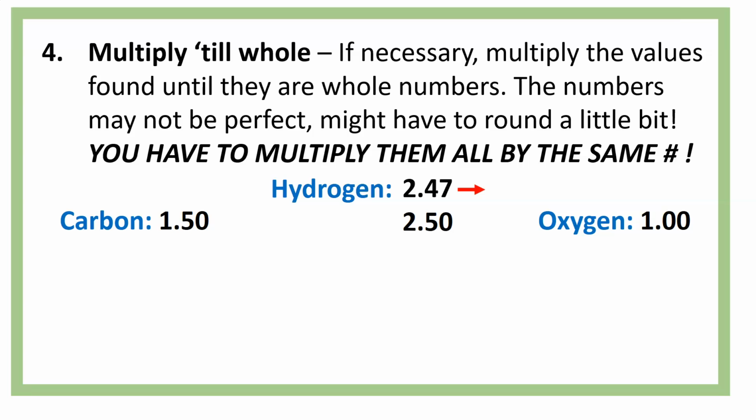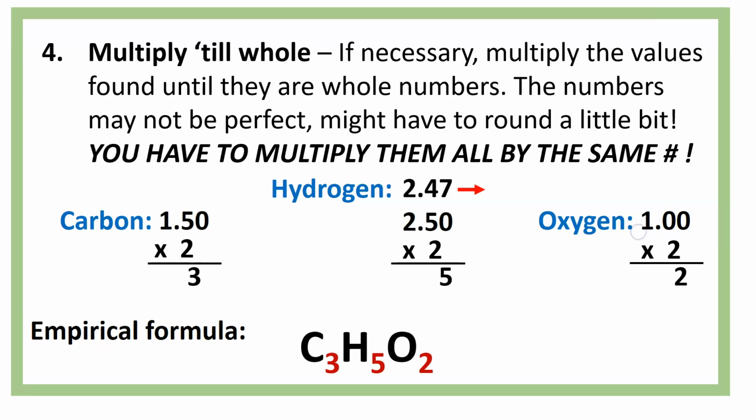So now I need to look at these numbers, and I have to figure out what is the smallest number I can multiply them by to get every single number here to be a whole number. This time I can multiply everything by 2. That means I'm going to have a 3 to 5 to 2 ratio. And those become my coefficients for my empirical formula, which is the smallest ratios I can have that are still whole numbers.